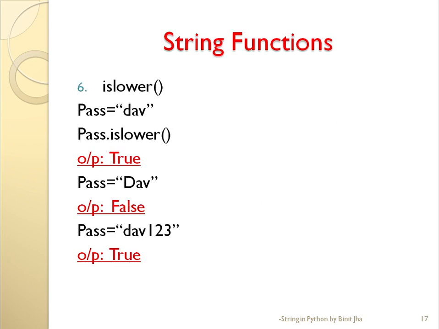islower, convert the particular string to lower. What we are doing is pass is containing a value that we are converting to lower, or we are checking whether it is containing a lower value or not. So yes, it is containing. Now we have made some changes. Pass is containing the value in the mixed form, so the output that we'll get is false.